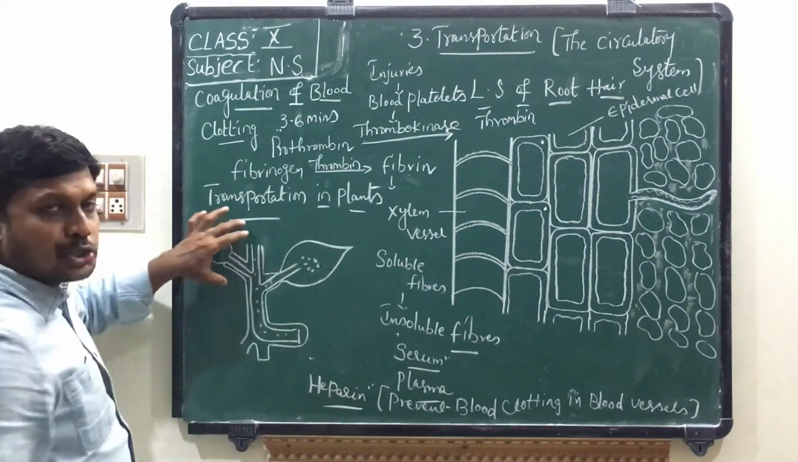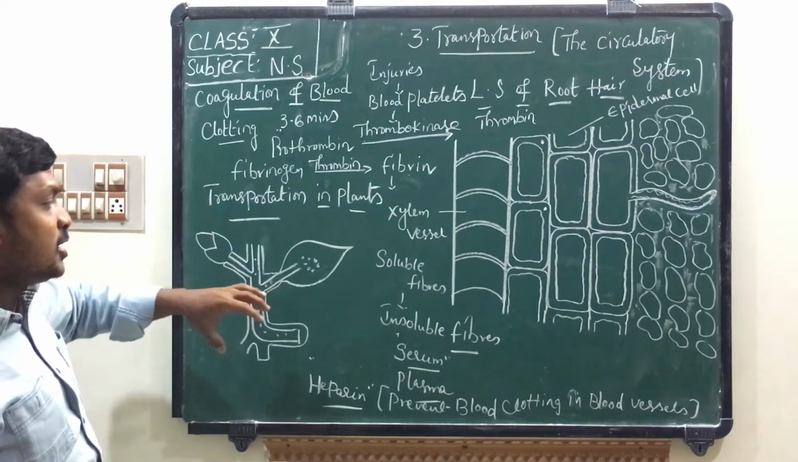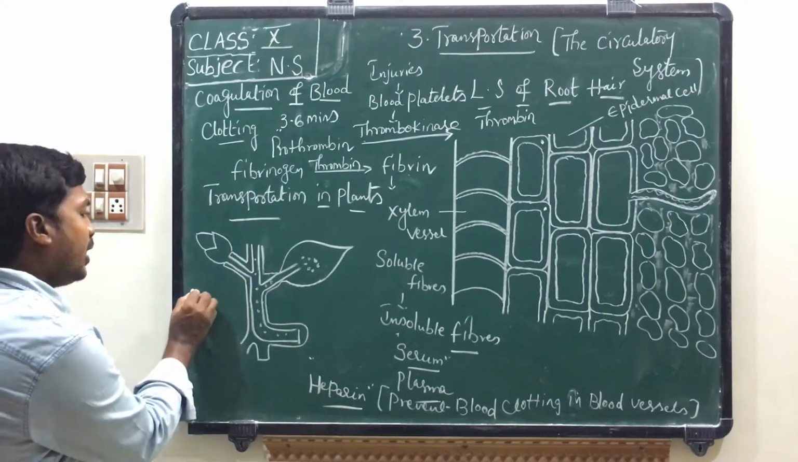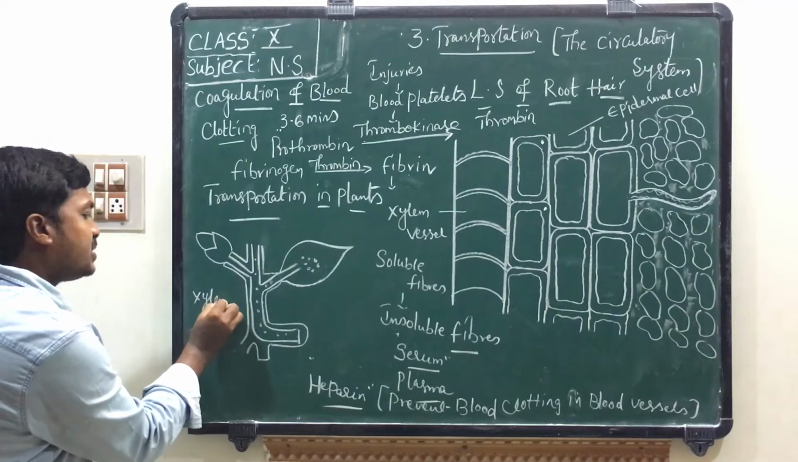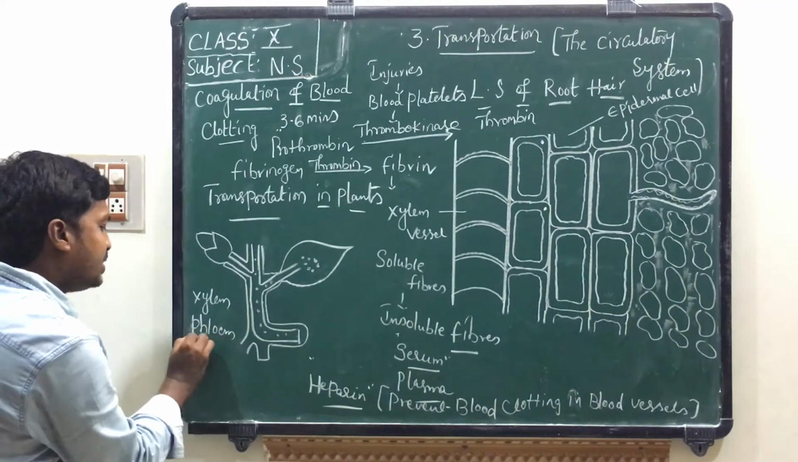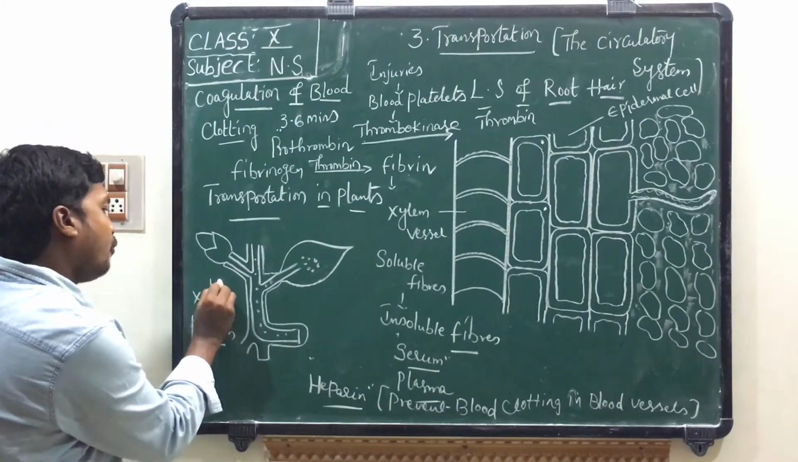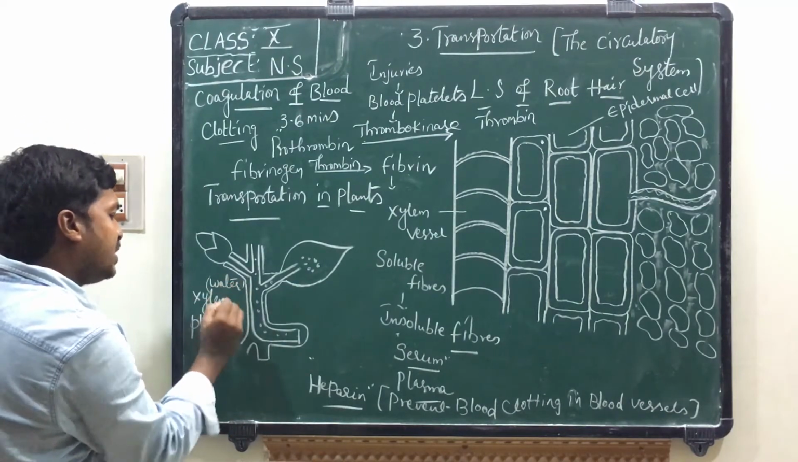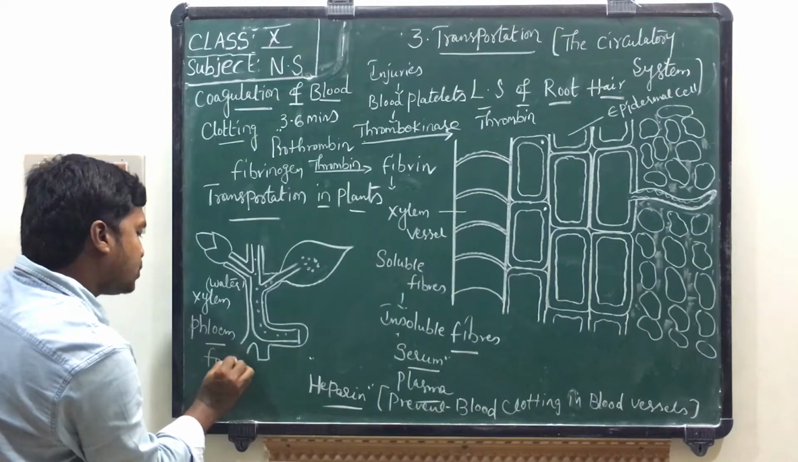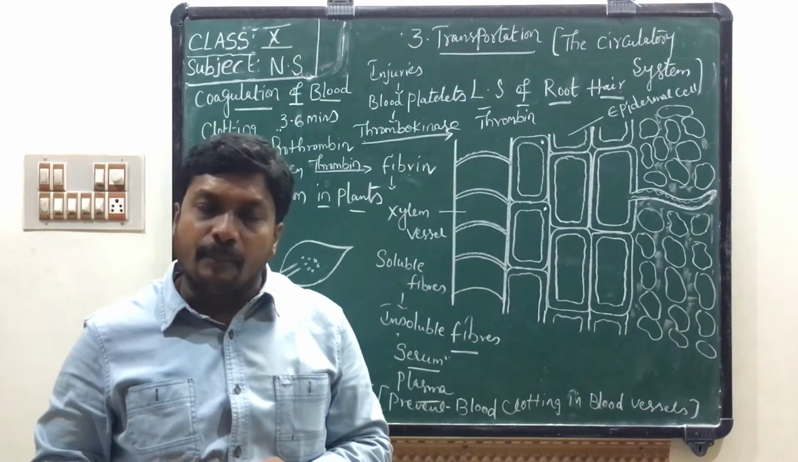This picture shows us how minerals along with water are transported to all parts of the plant. Already we learned in 9th class about xylem and phloem. Xylem is a tissue which is helpful for transport of water, and phloem is the tissue which is helpful to transport food material. Both united together are called vascular bundle.